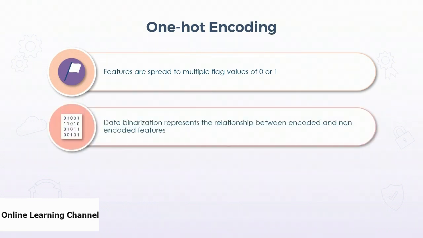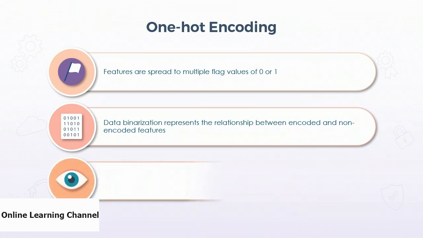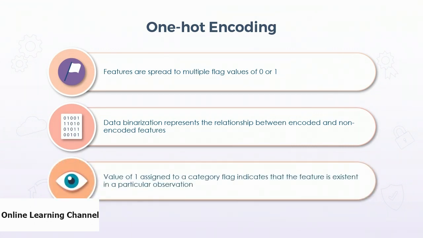The binarization of data represents the relationship between encoded as well as the non-encoded features. Therefore, in this technique, a value of 1 is assigned to a category flag that indicates the feature is existent in a particular observation. If a value of 0 is assigned, that would mean the feature is not existent in a particular observation.